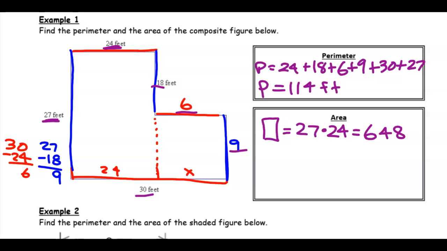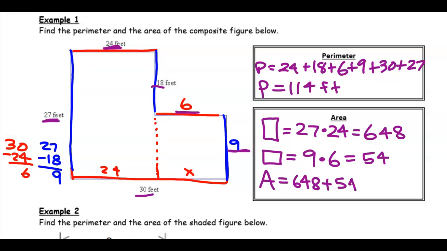Next one, the smaller one. Again, length times width. What's the length and the width of that rectangle? 9 and 6, right? 9 times 6 is 54. Last step. Can you add those two numbers together? That would be your composite area. Okay? So area is going to be 648 plus 54.